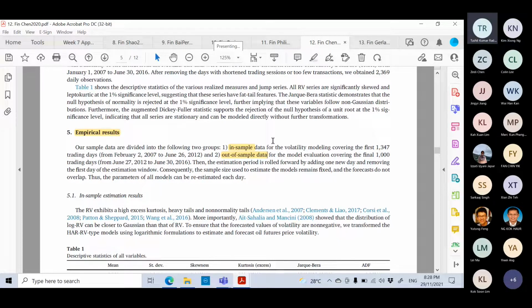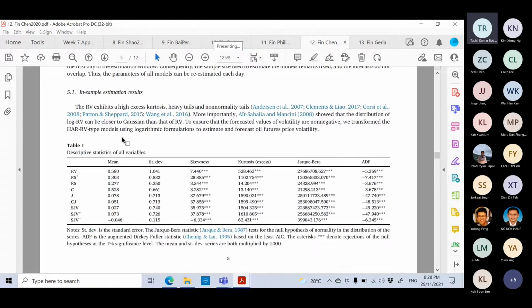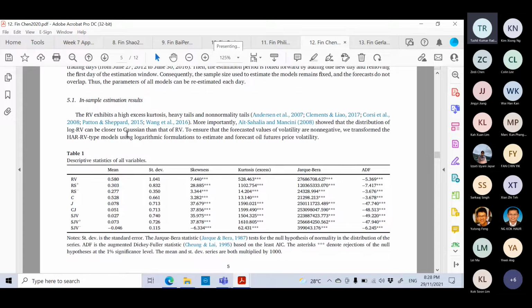Like in quality control, they don't use the names in-sample data and out-of-sample data. They use phase 1 and phase 2. So in different disciplines they use different names, but sometimes the nature itself is the same. In this paper, they have provided that their study is on the HAR model.